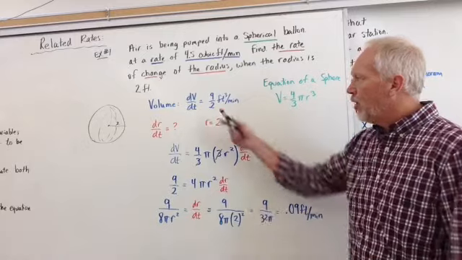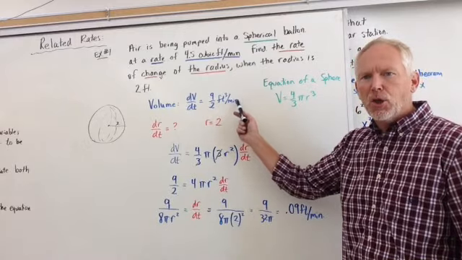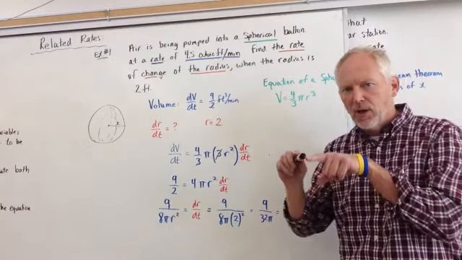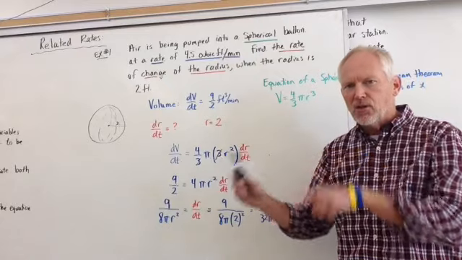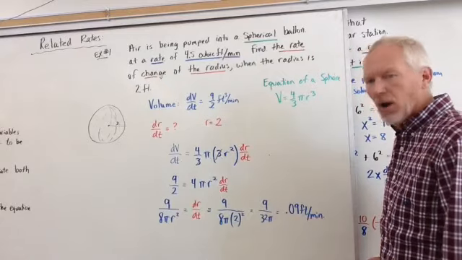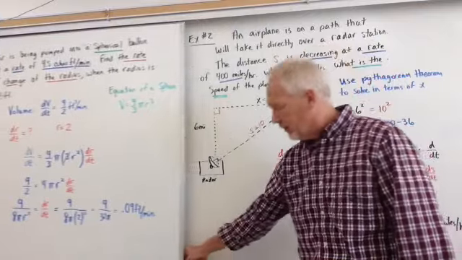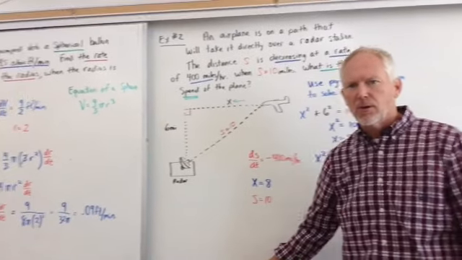Okay? So we notice the volume was feet cubed per minute, but as we're doing a linear radius, it's just feet per minute. Okay? All right. Second one. Let's take a look at this one.